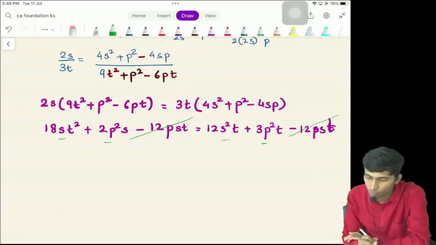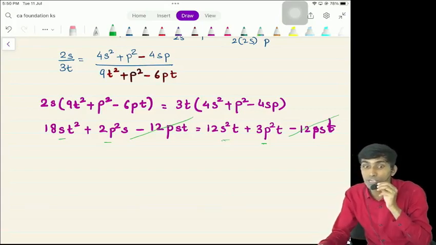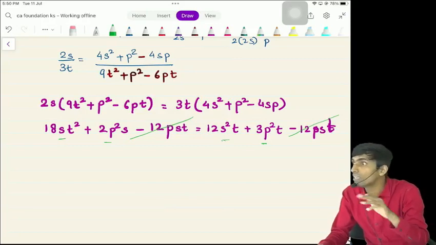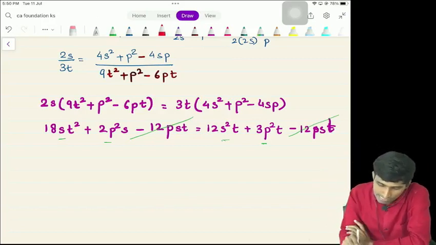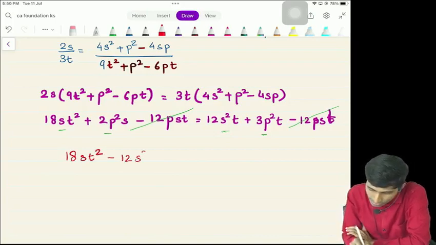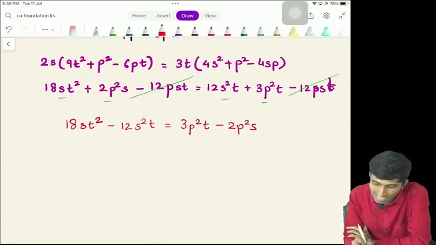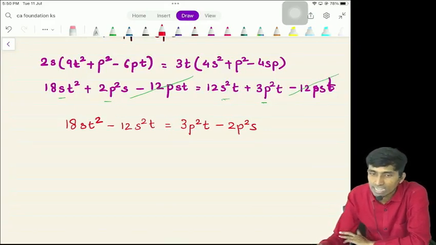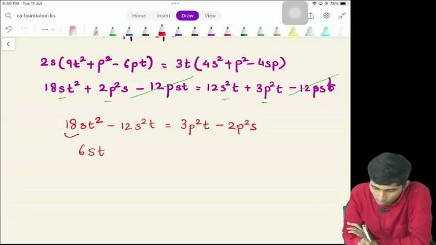What I want in the exam, they have given you options in terms of p square, p, 2p, like that, all in p terms. So I will take p on one side. So 18st square minus 12s square t is equals to 3p square t minus 2p square s. Understood? Can I subtract? No. What I can do is take common. What is common? st is common and 6 is also common, 6st.